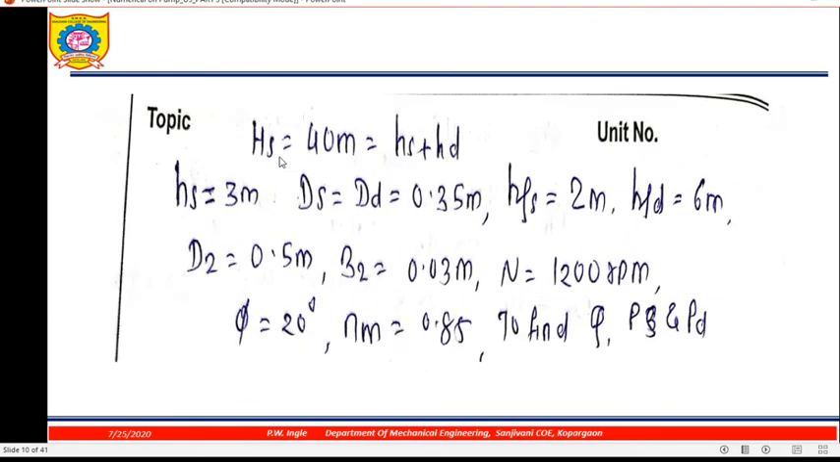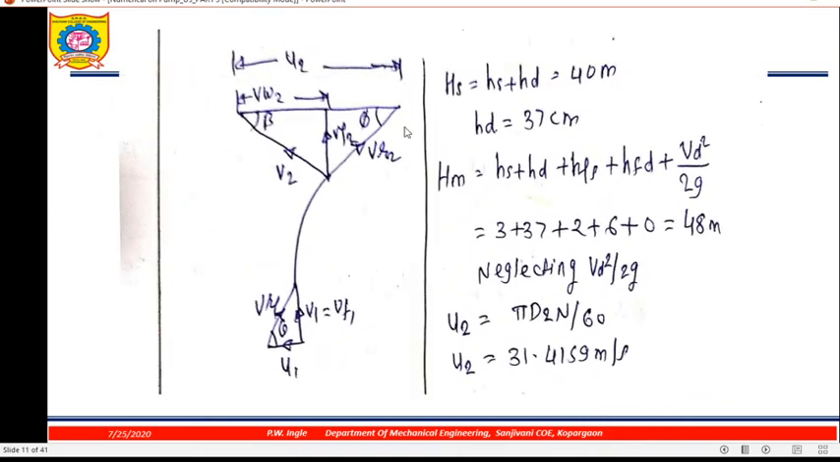So first of all, static head is given. Static head is Hs plus Hd. Hs is 3 meter, Ds equal to Dd. Ds is diameter of suction pipe, suffix d is diameter of delivery pipe. Hfs, loss of head due to friction, 2 meter, Hfd 6 meter, D 0.5 and B 0.03 meter. N is 1200 rpm, phi is 20 degree. Then manometric efficiency 0.85, to calculate Q, Ps and Pd. So you go step by step.